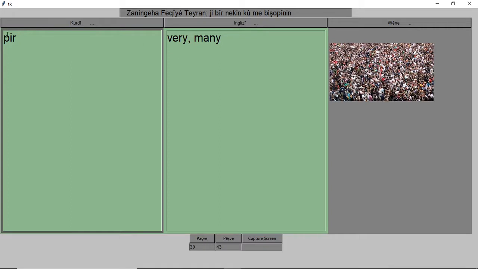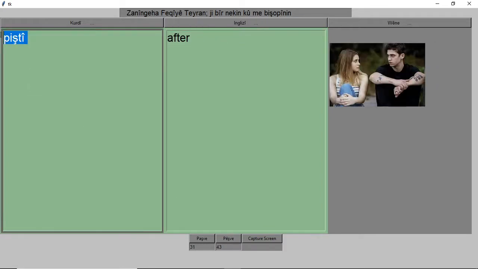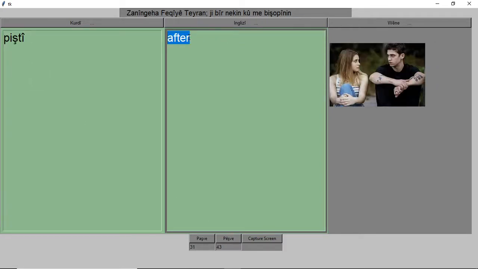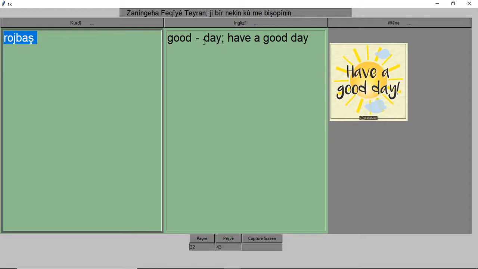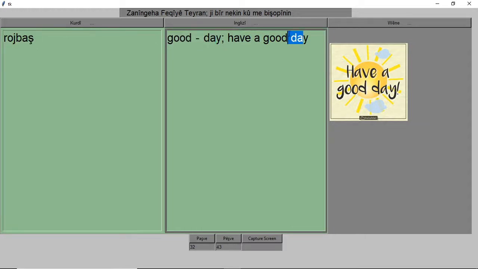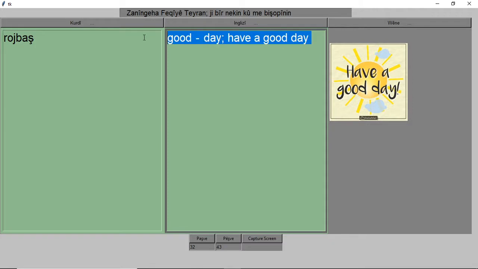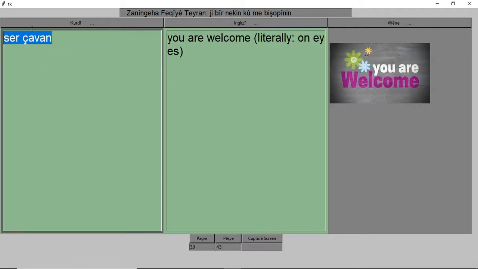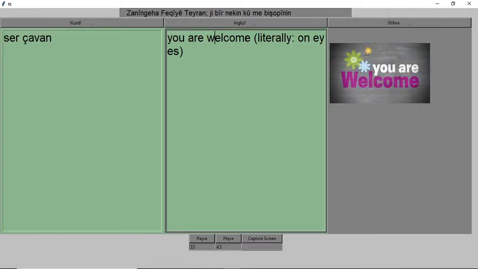Pr is also like galek, which means very many. Pashti means after. I don't know, when I search on Google this comes up, it might be a kind of movie. Rojbash means good day, have a good day, or good morning. Serçavan means you are welcome.